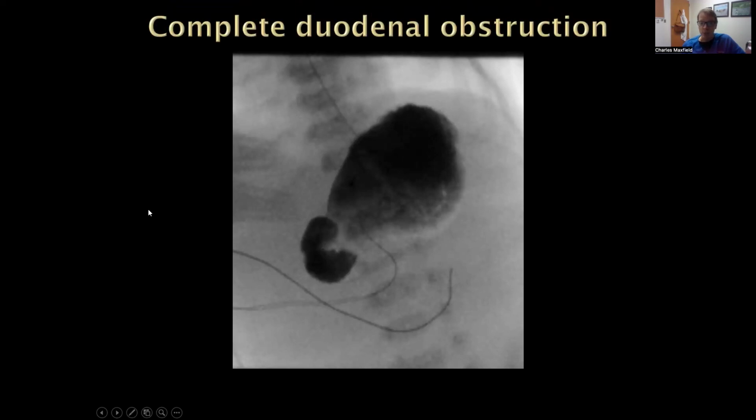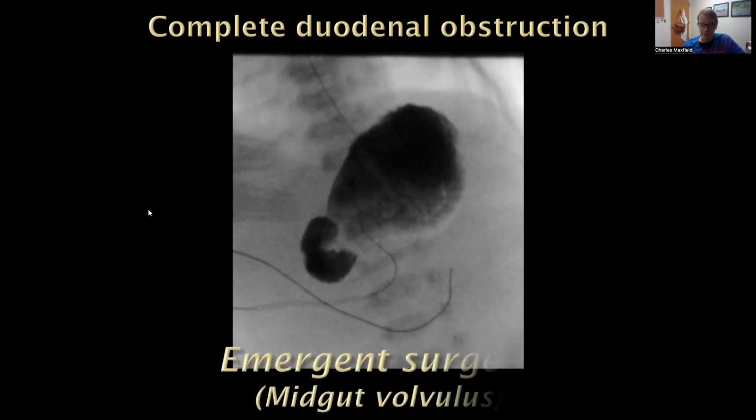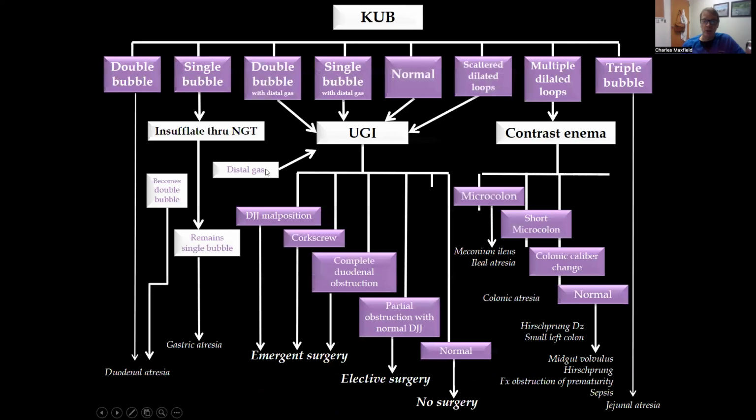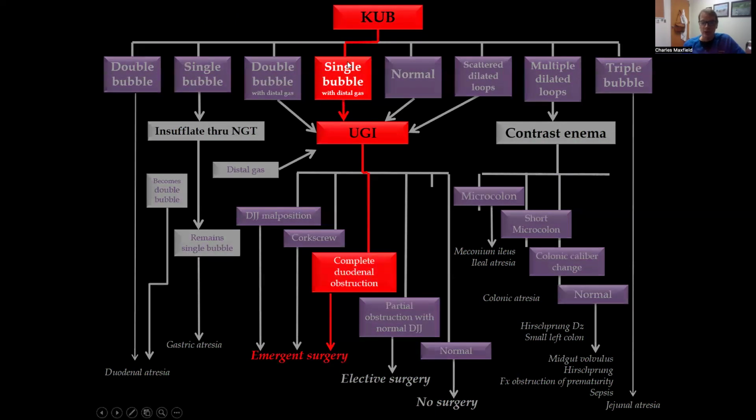And if you remember, that led us to emergent surgery. We have to conclude this child has midgut volvulus, which has twisted off his lumen right there in the mid-duodenum. He needs emergent surgery for presumed midgut volvulus. So here's what we've just done, right? We started with an X-ray which showed us a single bubble with distal gas, so that led us to do an upper GI.